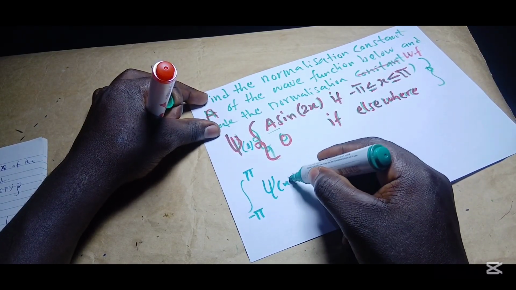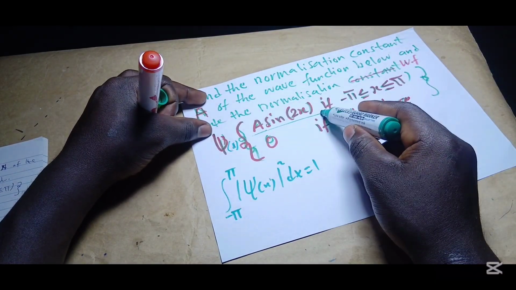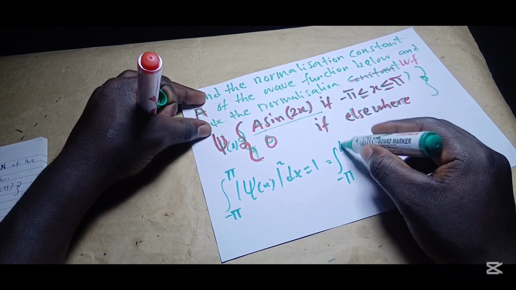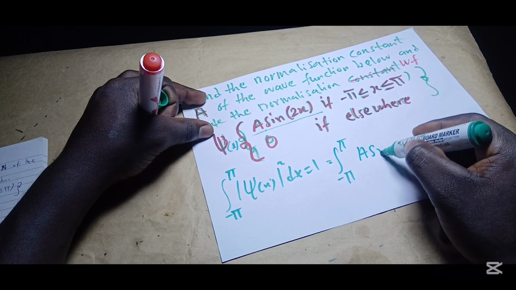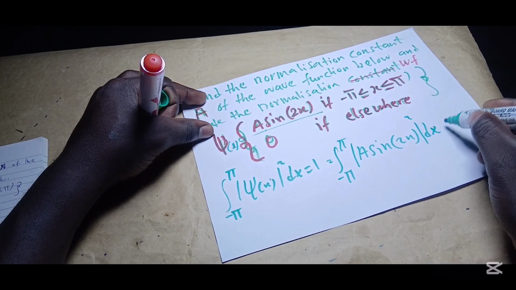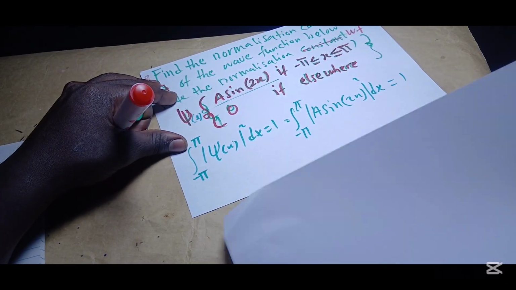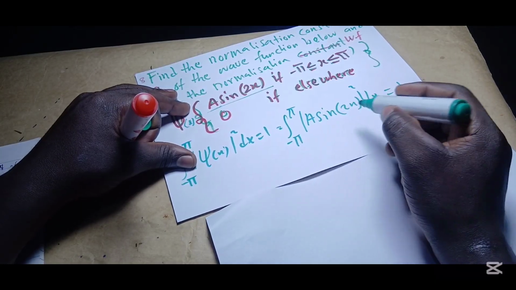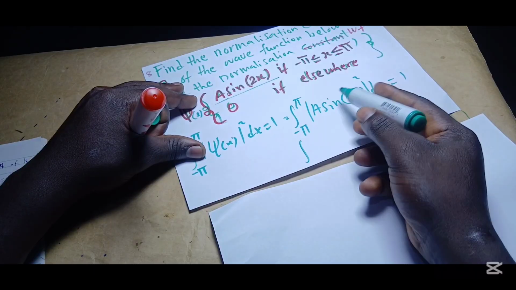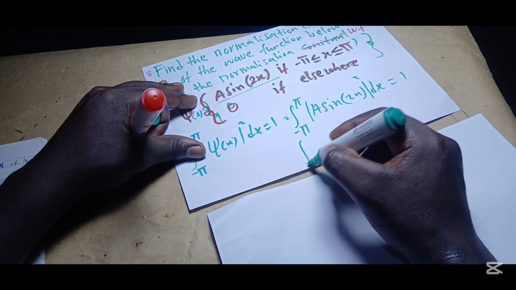So the integral of psi of x absolute squared dx equals 1. And our psi of x is this term here. So this should be giving us the integral from negative pi to positive pi of a sine 2x absolute squared dx equal 1. Now let's go ahead and simplify whatever is under the term here. Since a is a constant, I'm going to bring it out. So let's try solving it step by step.